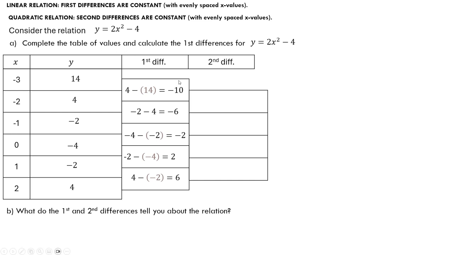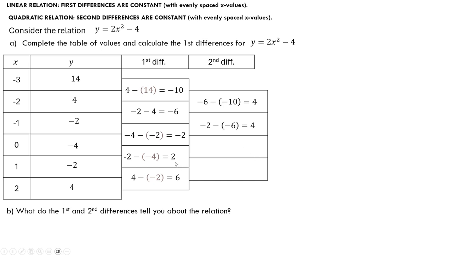Now, looking at the first differences, they are not constant. This is one of the characteristics or features of a quadratic relation. Okay? The first differences are not the same. Now, we're going to look at the second differences. We'll take negative 6 minus negative 10 will give us 4. Then we'll take negative 2, subtract negative 6. That'll also give us 4.